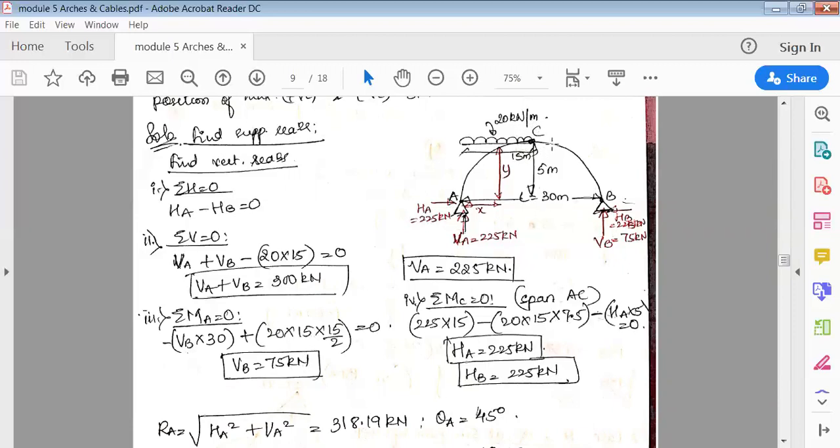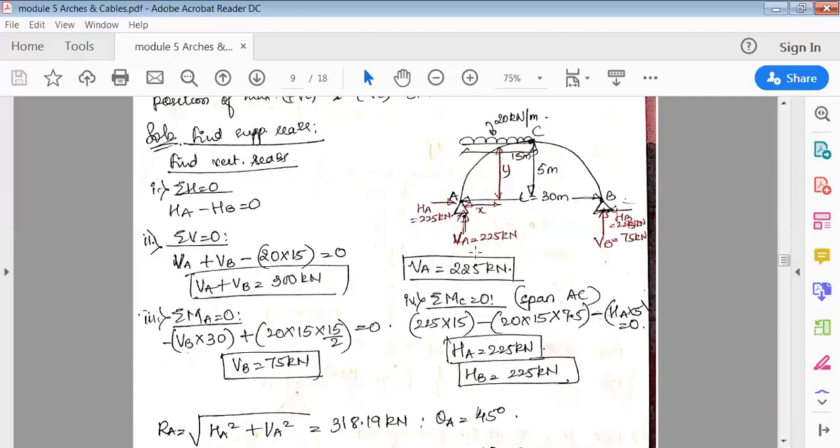Next is moment about C. I'll take moment about C in span AC. Why am I taking this side? Because AC is loaded, so it has more importance. That's why I'll take the left side of the span.